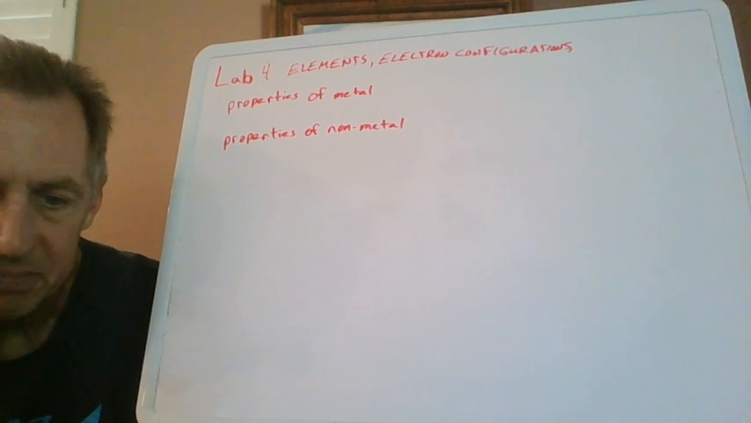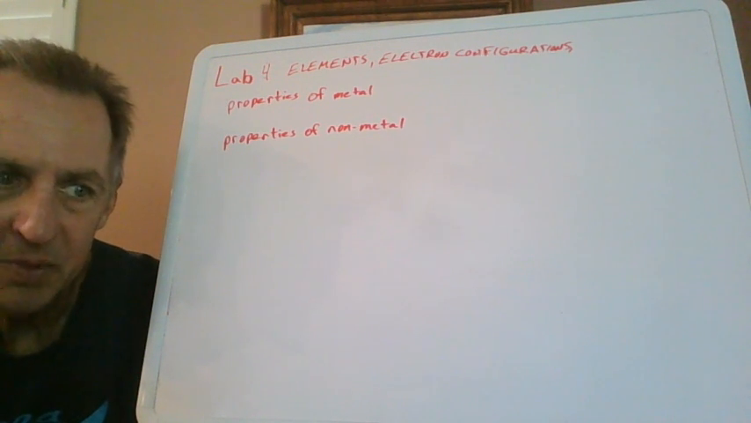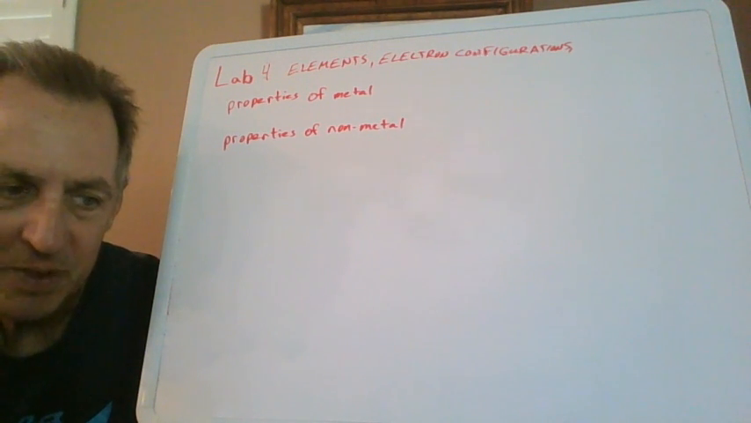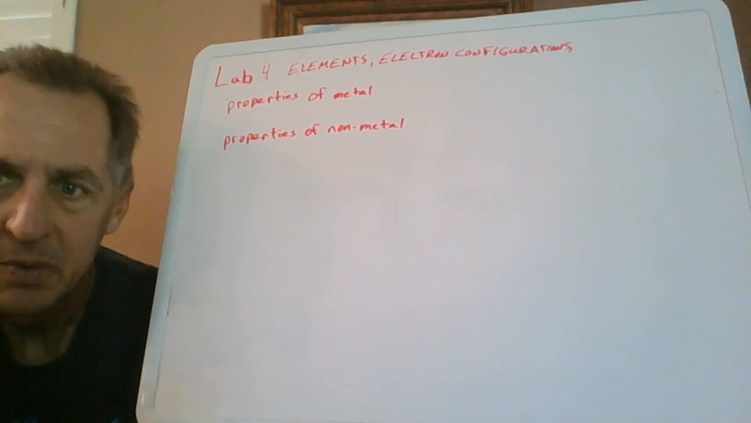This is a pretty basic skill, so I don't think you'll have any problem with it, but you should be able to look at an element symbol and go find its name from your periodic table. So that shouldn't be very difficult.